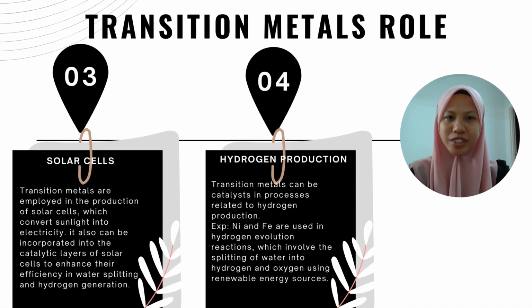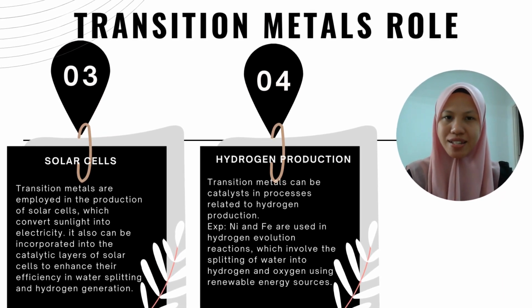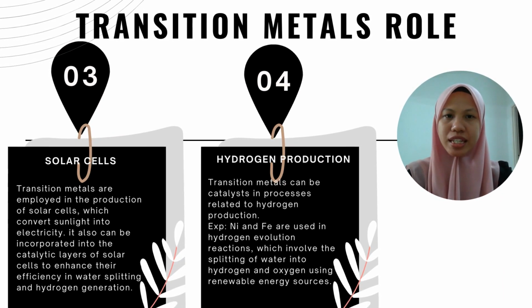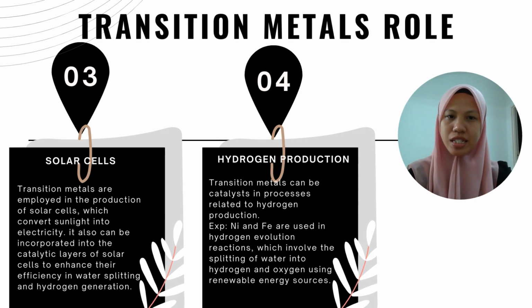Third one, photovoltaic cells or solar cells. Transition metals are used in the development of photovoltaic devices such as solar cells. They can serve as components in light-absorbing materials or as conductive layers. For instance, titanium dioxide (TiO2) is a commonly used material in dye-sensitized solar cells (DSSCs), acting as a photoactive layer to convert sunlight into electricity.